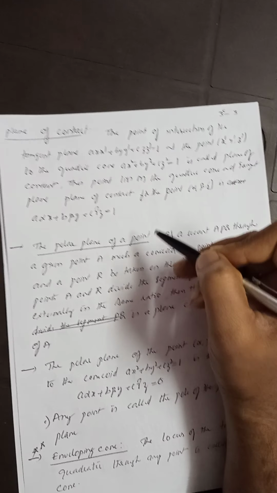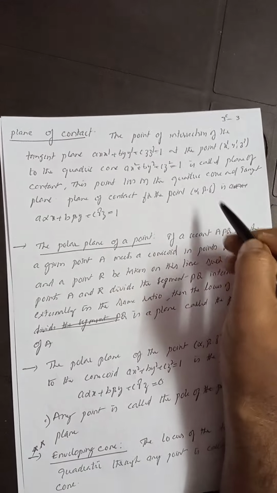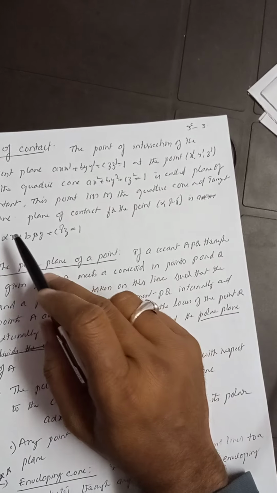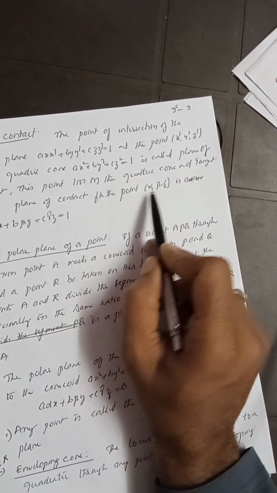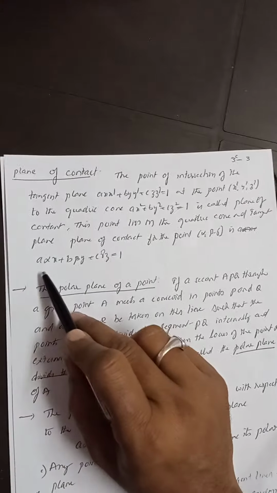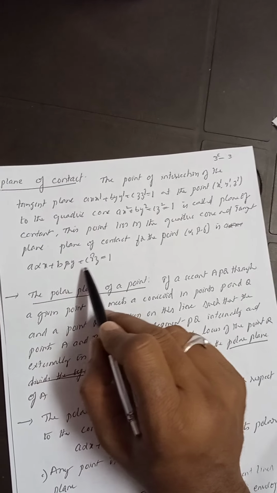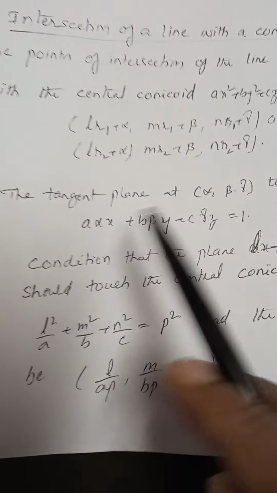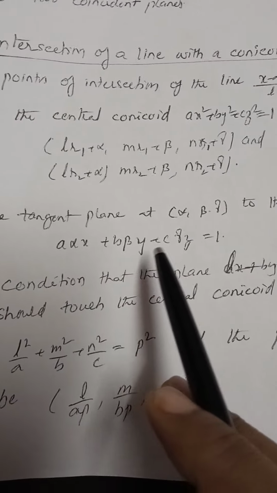That means if a plane passes through a point on a given surface, that plane is said to be a plane of contact simply. This point lies on the quadratic, on the tangent plane. The plane of contact for the point alpha, beta, gamma is a alpha x plus b beta y plus c gamma z is equal to 1. Now this is the important formula I told you. a alpha x plus b beta y plus c gamma z is equal to 1.